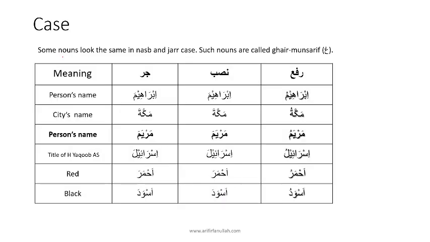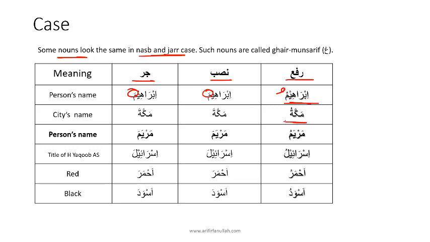The next point is that some nouns look the same in nasab and jar. For example, Ibrahimu. In the rafa form, we have this dhamma at the end. And notice here we just have a dhamma. We don't have the double dhamma, so we don't have the tanween. But in nasab and jar, we have Ibrahima and Ibrahima. So here, both the nasab and jar just have a fatha. So there is no difference between nasab and jar. And also we only have a fatha. We don't have a double fatha.